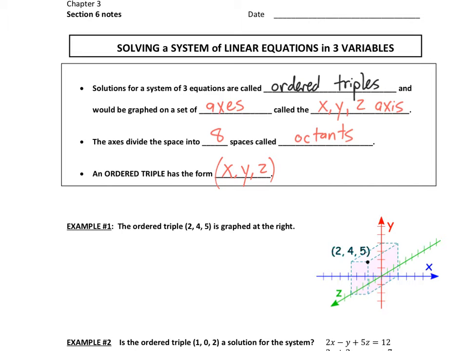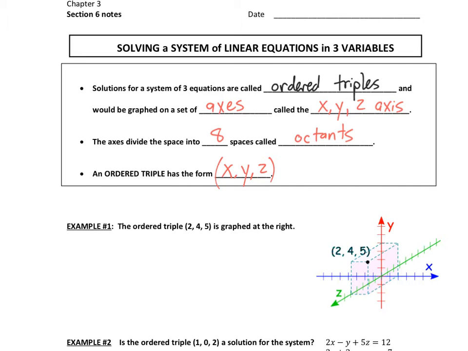Section 3.6 is on solving systems of linear equations, but this time there are 3 variables. Like we solve ones that have just x and y, these will have an x, y, and a z. The solutions are called ordered triples, triples because there's 3 of them.